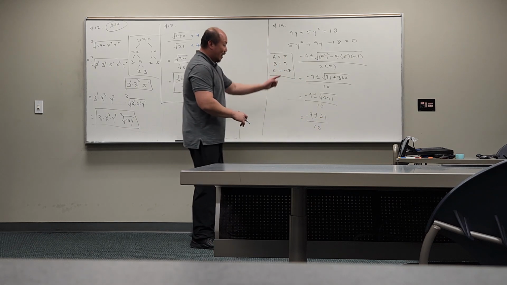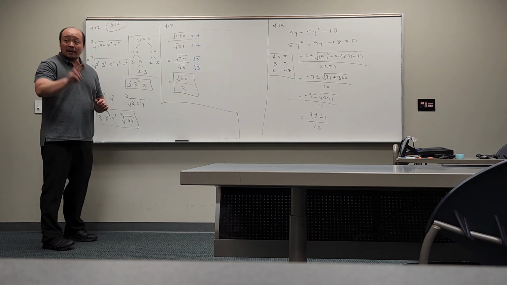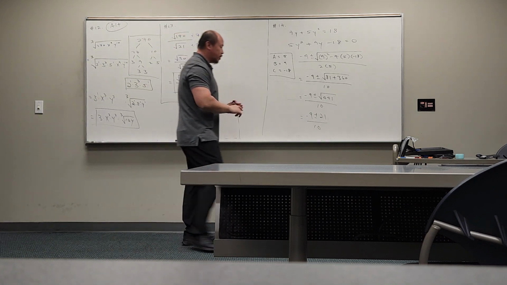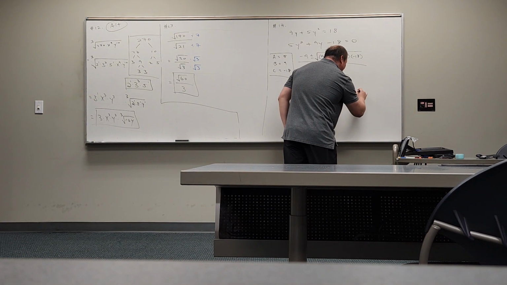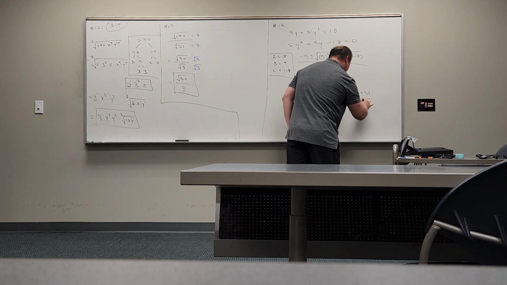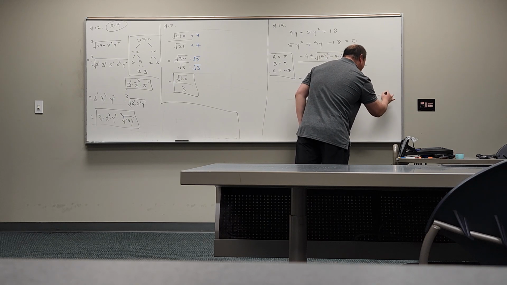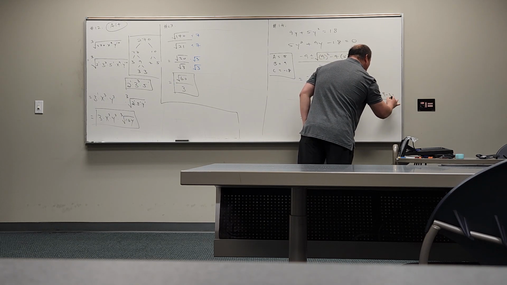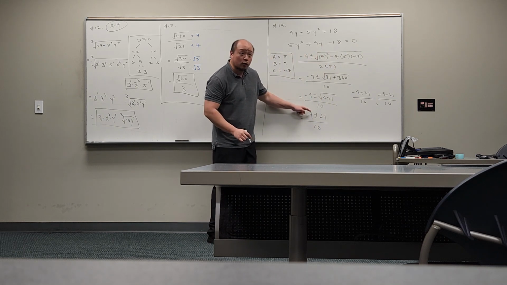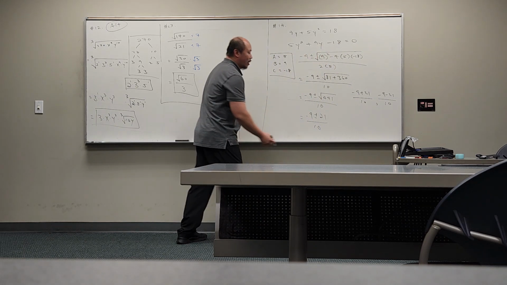But anyway, that's 21, right? So you have two answers. The two answers are -9 plus 21 over 10, and -9 minus 21 over 10, because you got the plus version and the minus version. So you gotta figure it out from here.